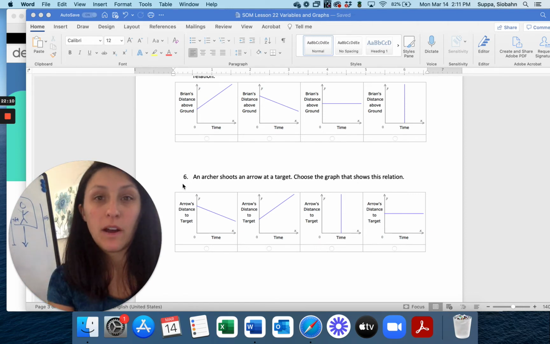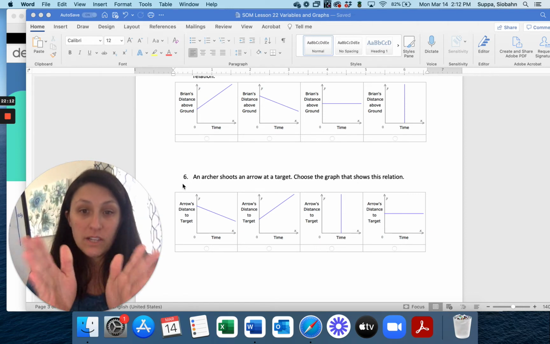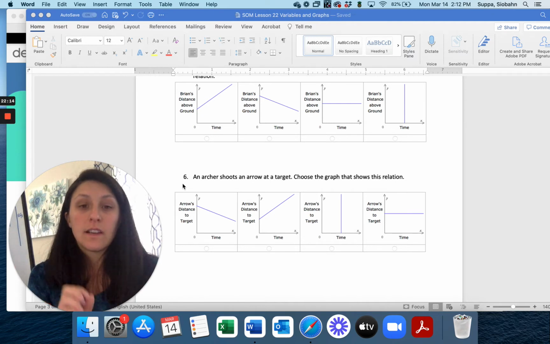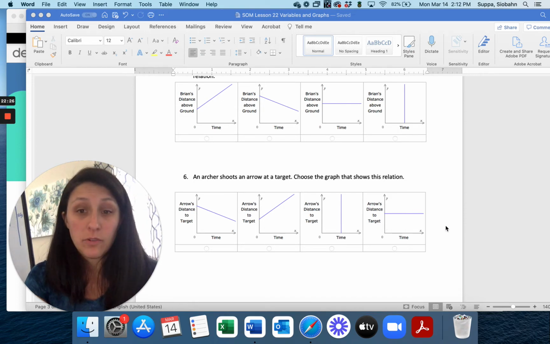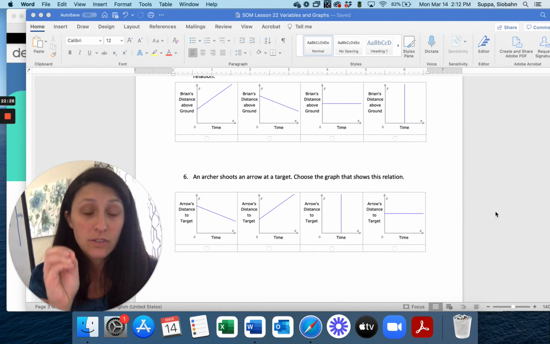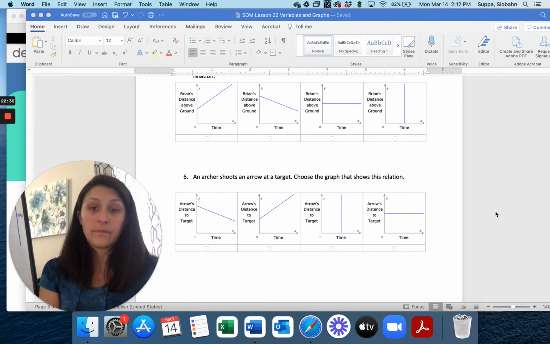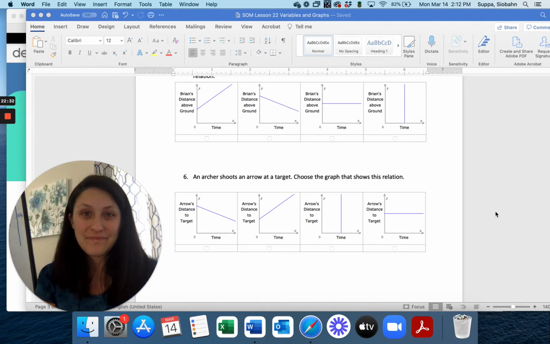Okay, so I want you to pause your video. Make sure you can see these 4 graphs, and we'll label them A, B, C, and D, from left to right. Which of these graphs shows the arrow's distance to the target over time? You're measuring the arrow's distance to the target over time. So try this problem now.